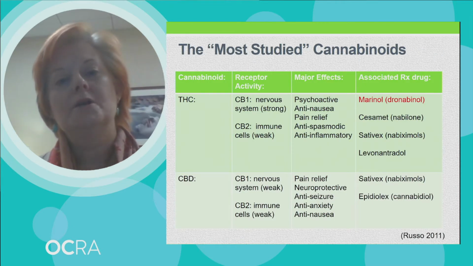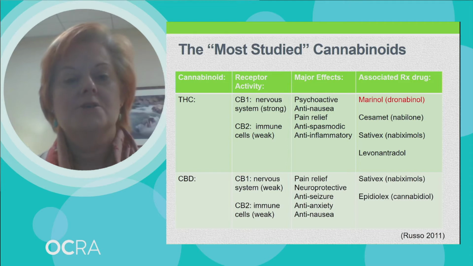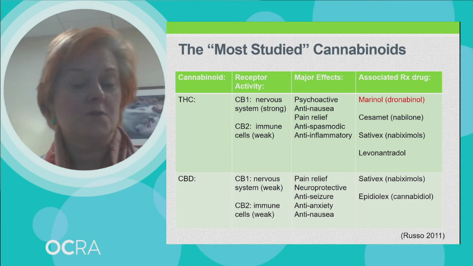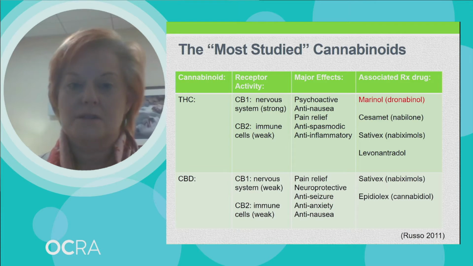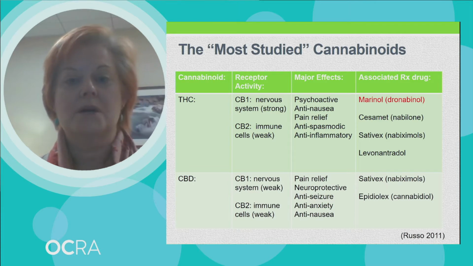So I'm going to talk a little bit about the most studied cannabinoids. First off, there's THC, which is very well known. The activity that it has is at our CB1, which is the nervous system activity, and it's very strong activity at those receptors, and more weak activity at the CB2 receptors in the immune cell. And major effects of THC include psychoactive effects, anti-nausea, pain relief, antispasmodic, and anti-inflammatory effects.